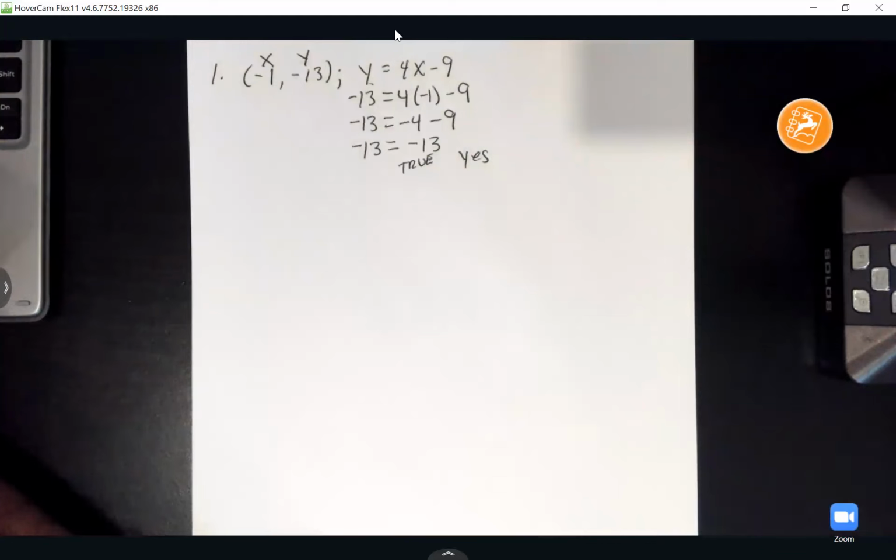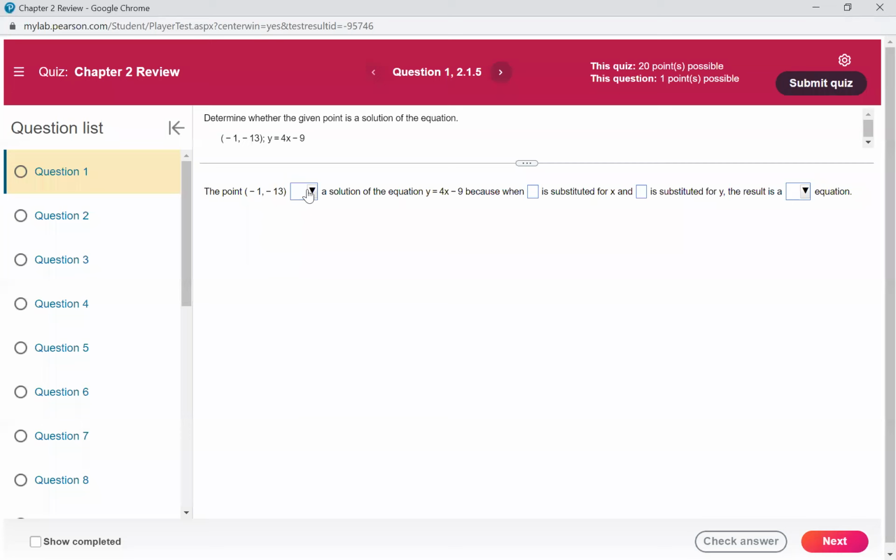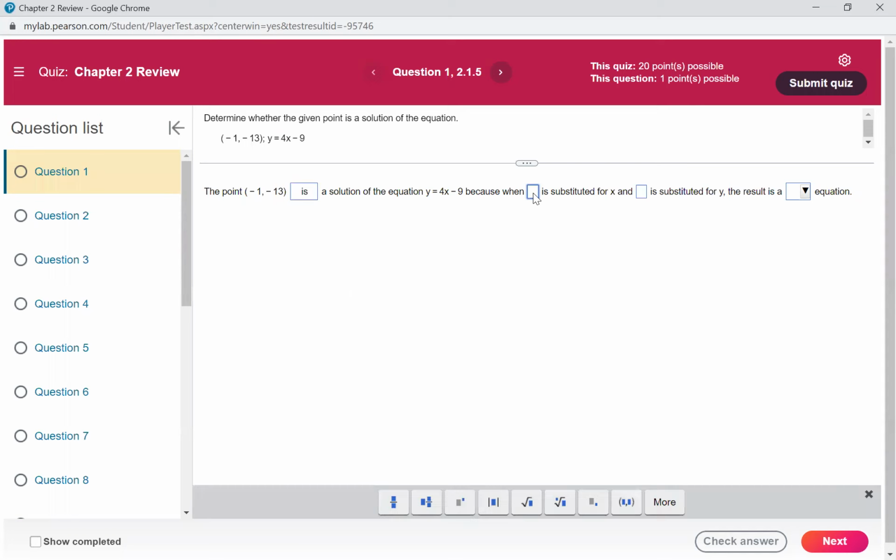So y'all, let's go plug that in. So we got a yes on that. So the point (-1, -13) is a solution because when -1 is put in to the x and -13 is put in for the y, the result is a true statement. All right, y'all. So that's what they wanted y'all to do on that number 1, was just see if those were a true statement when you plug them numbers in and then put it in here, okay?